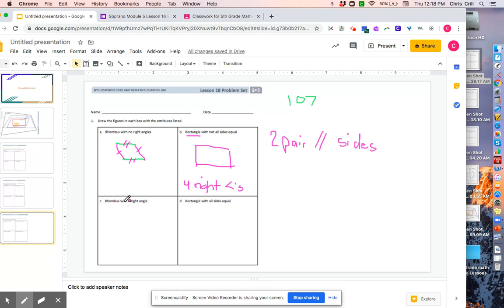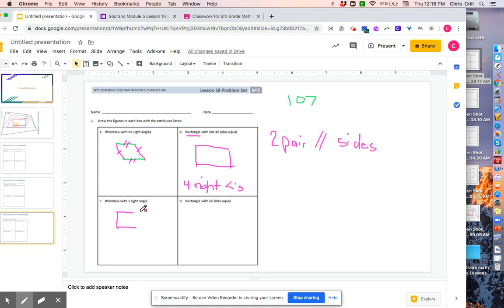We move on to C. C says a rhombus with one right angle. So let's go back and think about a rhombus. A rhombus has two pair of parallel sides, but rhombuses have equal sides. So they're similar in that way to a square, but they don't have to have right angles. So a rhombus with a right angle.